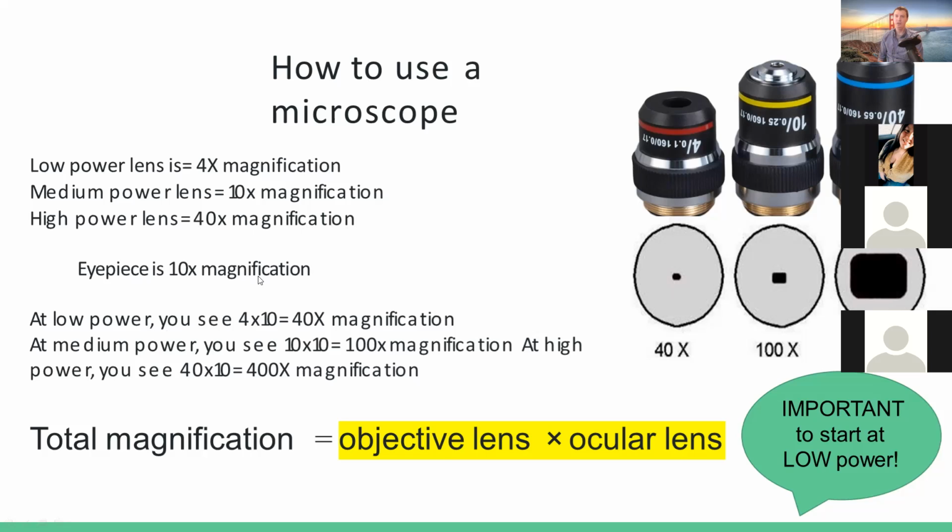So if you're calculating your total magnification, it's simply the objective magnification times the ocular magnification. So at low power, you're at 4 times 10. So you're at 40x. At medium power, you're at 100x magnification. And at high power, you're at 400x. Okay, so you can really zoom in onto your samples. And what's important here is when you first start looking at a sample, you want to start on low power, get it adjusted, and then start doing the magnification there.